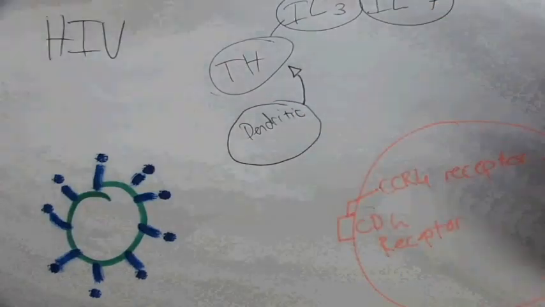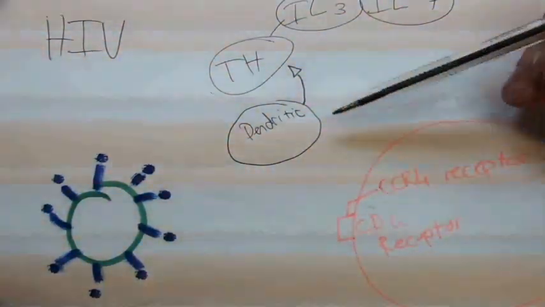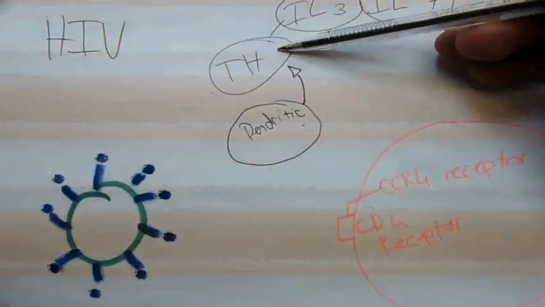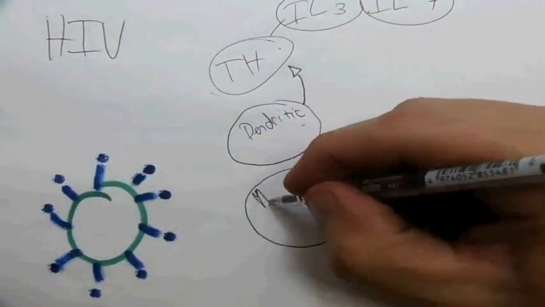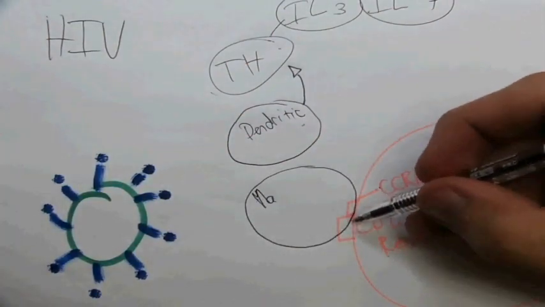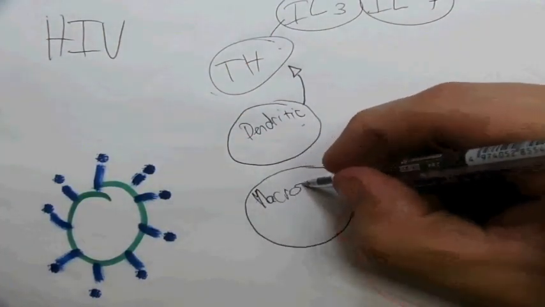Okay, so to follow along here: we have CD4 receptors, we find them on dendritic cells and we find them on the helper cells. And we also find them on macrophages. Okay, but macrophages.